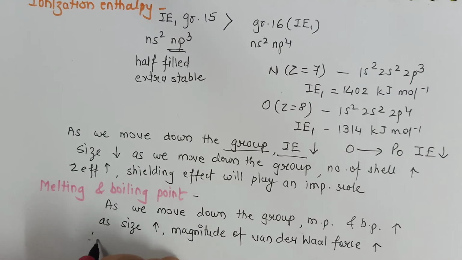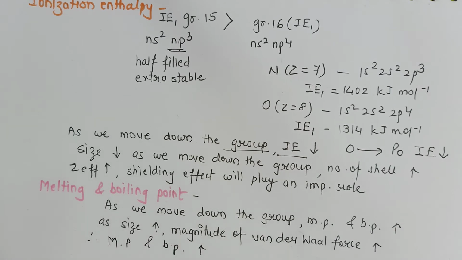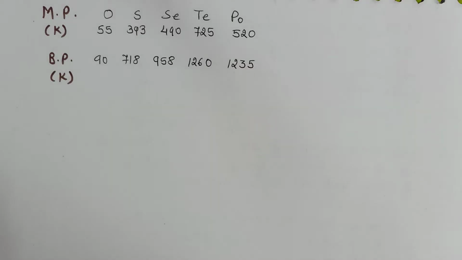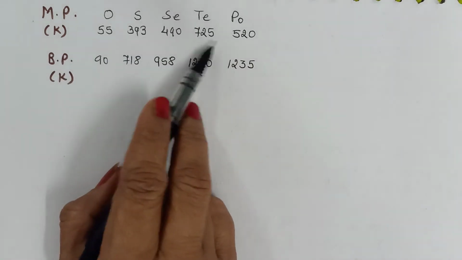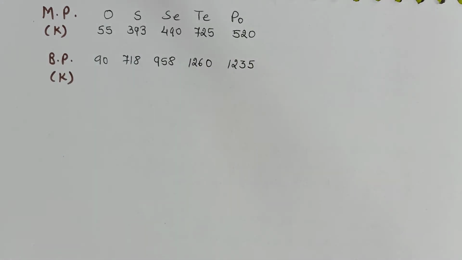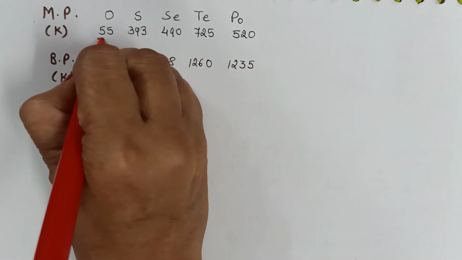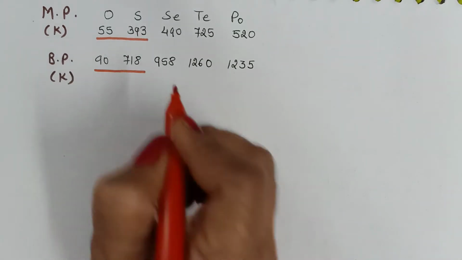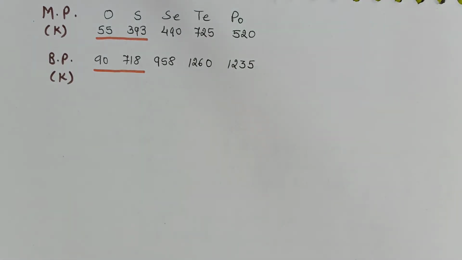And therefore, melting point and boiling point will also increase. But there is an exception. Now, if we look at the information of melting point and boiling point, it is following the trend that the melting point is increasing, boiling point is also increasing. Polonium is again an exception where the melting point is exceptionally small. But the major difference comes in oxygen and sulfur. When we move from oxygen to sulfur, the melting point or the boiling point increases tremendously.